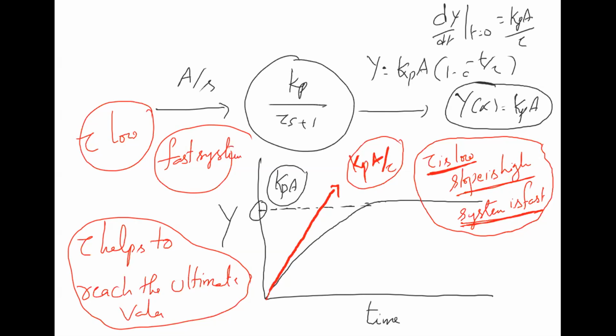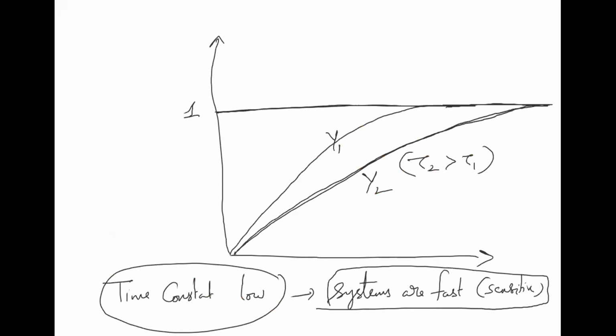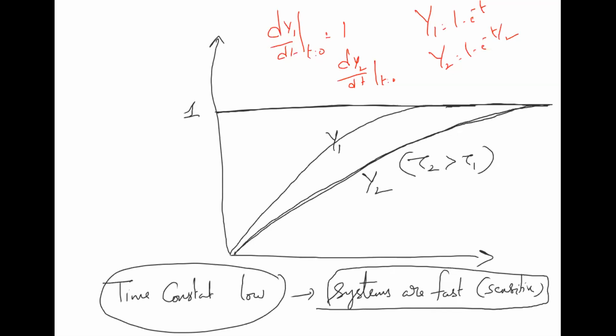Maybe I'll take you to this example here. What is the response y1? 1 minus e power minus t. What is y2? 1 minus e power minus t by 2. What is dy1 by dt at time t equal to 0? It is 1. What is dy2 by dt at time t equal to 0? What is this slope? 0.5. The slope of y1 is 1, the slope of y2 is 0.5. When the time constant is high, the slope is less. That means systems are slow.